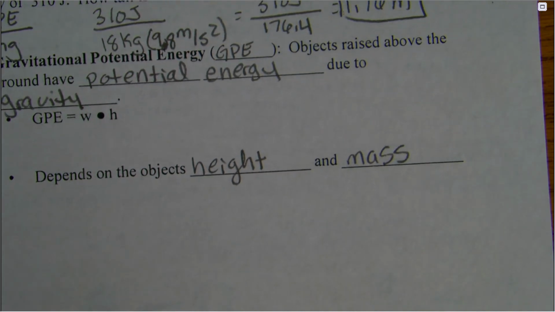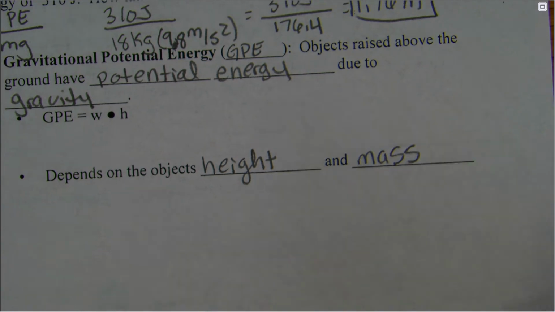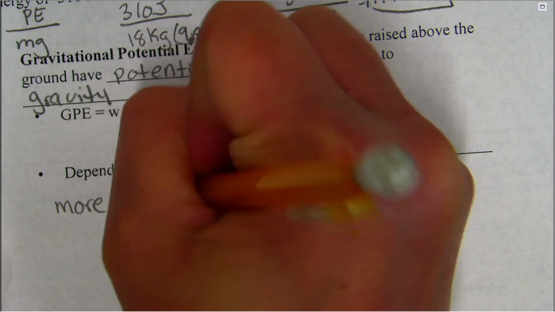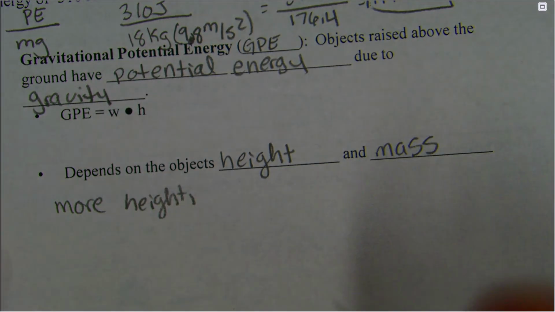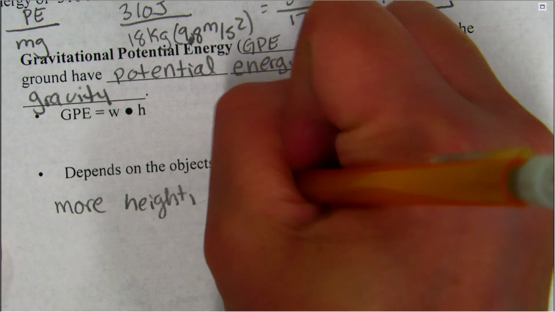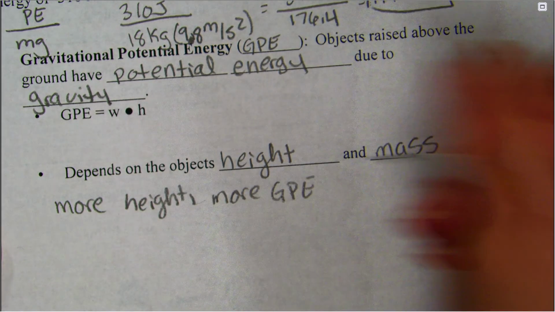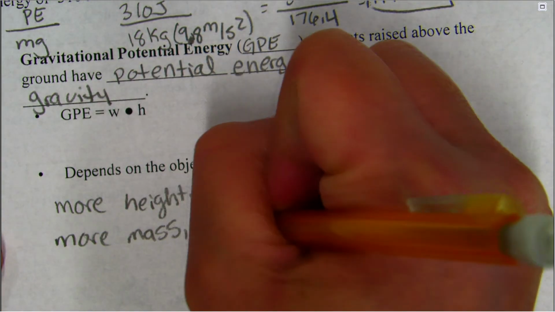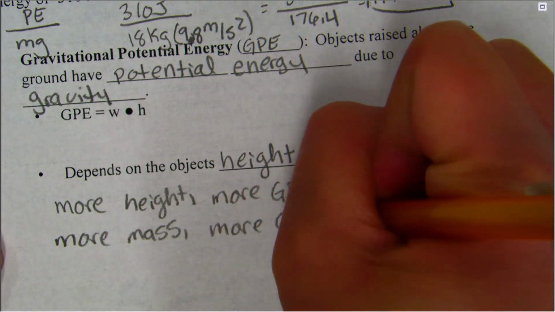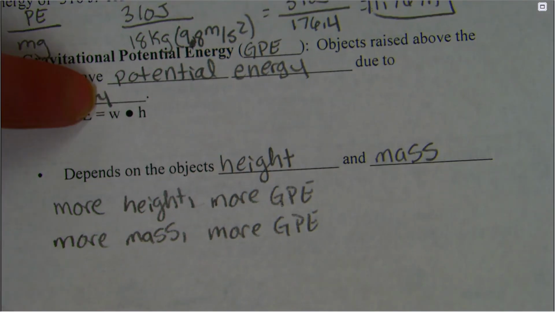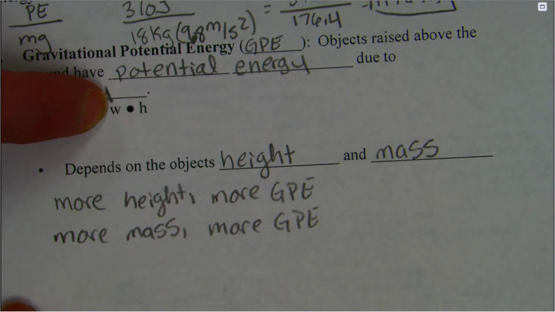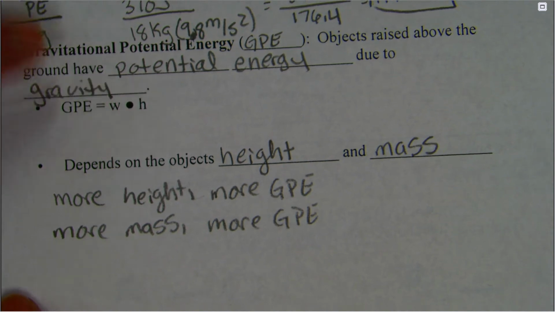Okay, so we have more height. There's more gravitational potential energy. If we have more mass, we also have more gravitational potential energy because the gravitational potential energy does depend on weight, which has taken into consideration mass of an object.